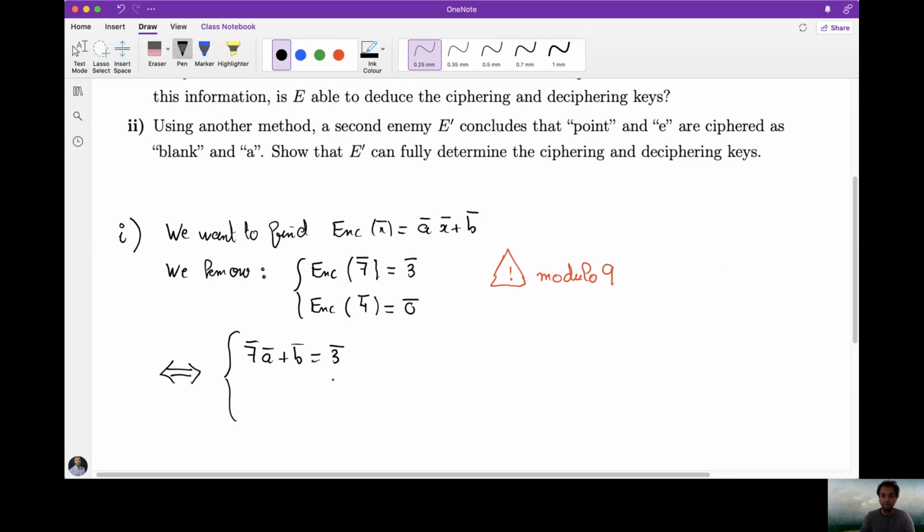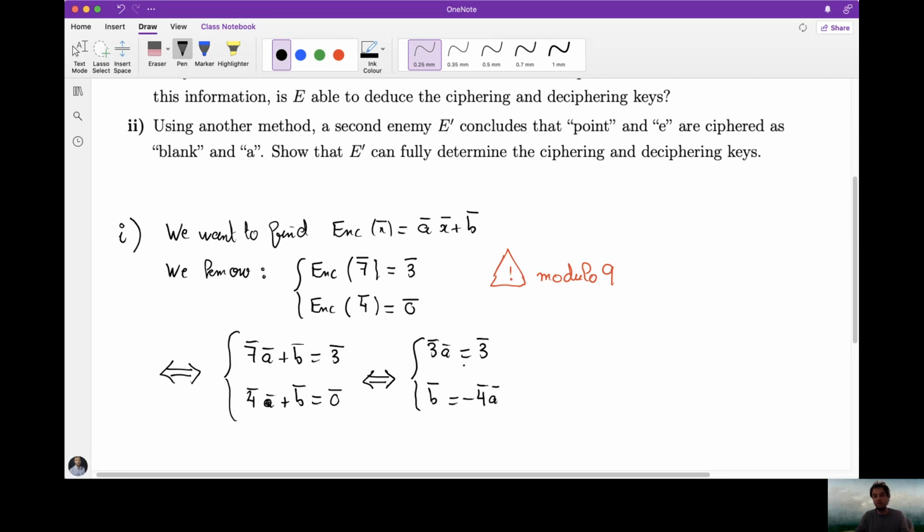Okay, so we just plug the expression of the enciphering transformation, and we get 7A plus B is equal to 3. And the second equation: 4A plus B is equal to 0. Now you can use your favorite method to solve a system of two equations with two unknowns. Here I'm going to use substitution because it's quite easy. In the second one, we get that B is equal to minus 4A. And we plug this into the first one, which means that 3A is equal to 3.